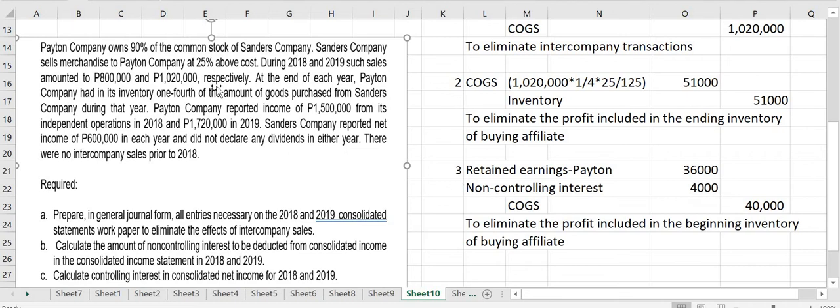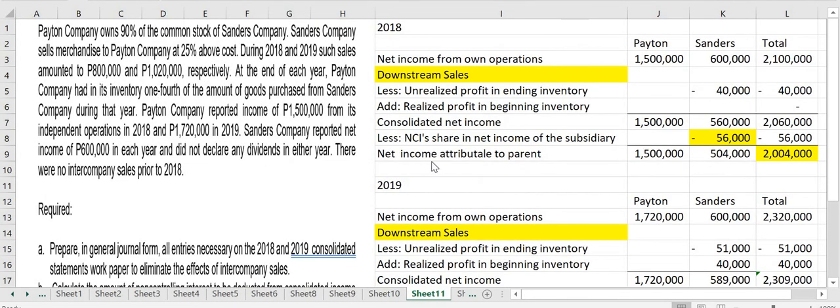Okay, so yan siya. So, to compute for the consolidated net income attributable to parent, and then the NCI share in the net income of the subsidiary, you have here, yung kay Payton, net income niya is 1.5 million, then kay Sanders is 600,000, for 2 years. So that's actually 2.1 million.